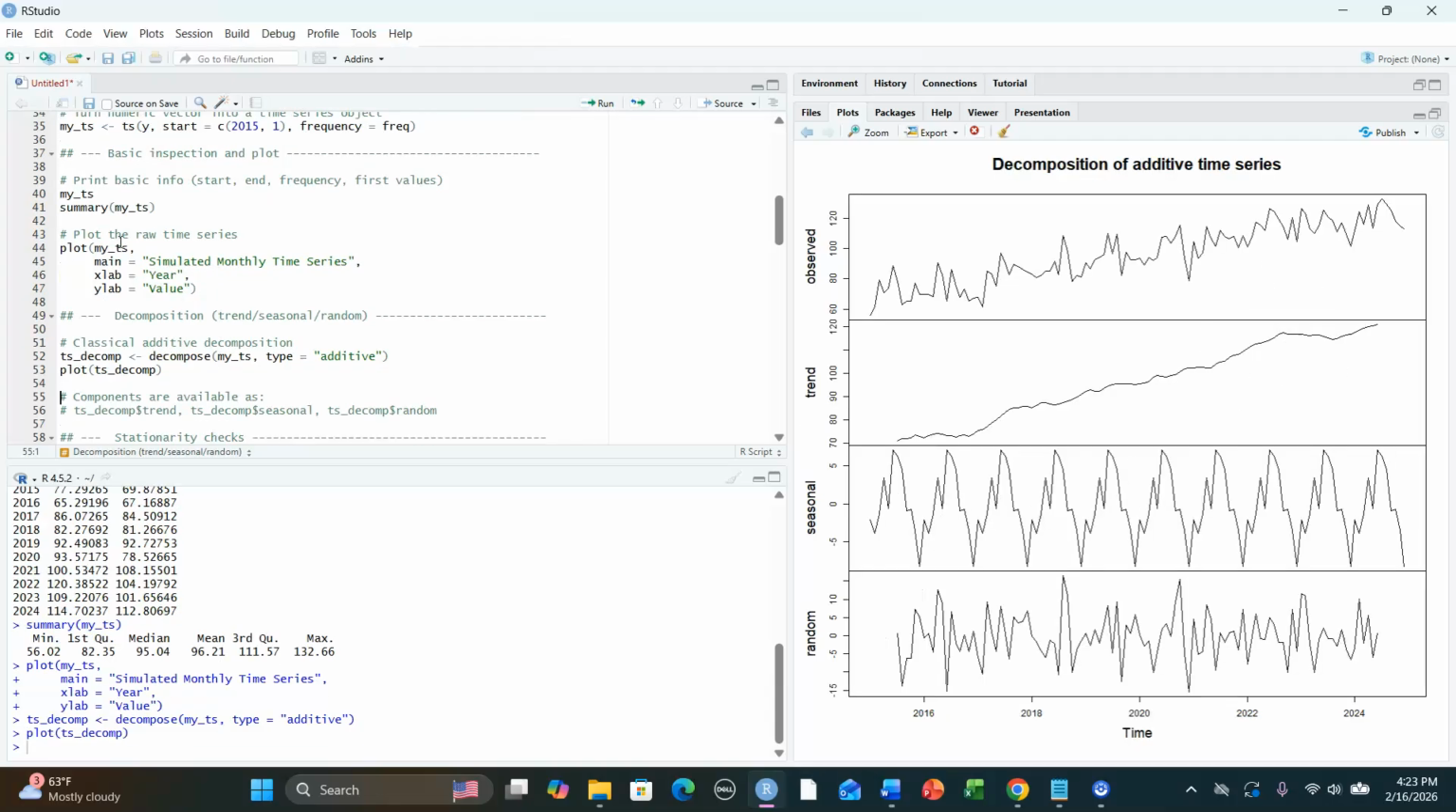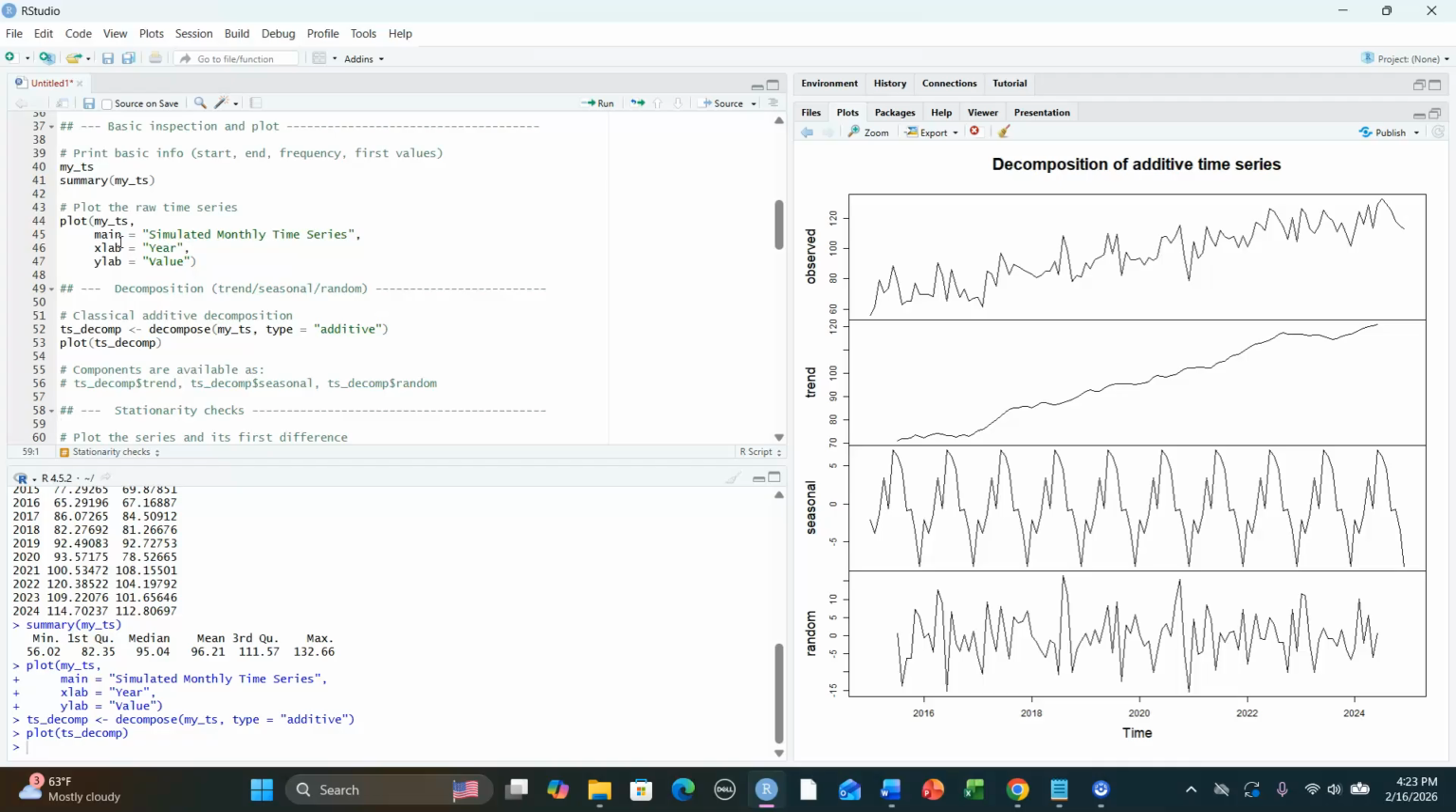You can see you have the observed, the first plot, and you have the trend. That's the extracted trend from the time series, going up. And you have the seasonal, it looks periodical, right? And the random looks like the noise. And if you really want to see the values, then you can access them through the ts_decompose dollar sign trend, seasonal, and random.